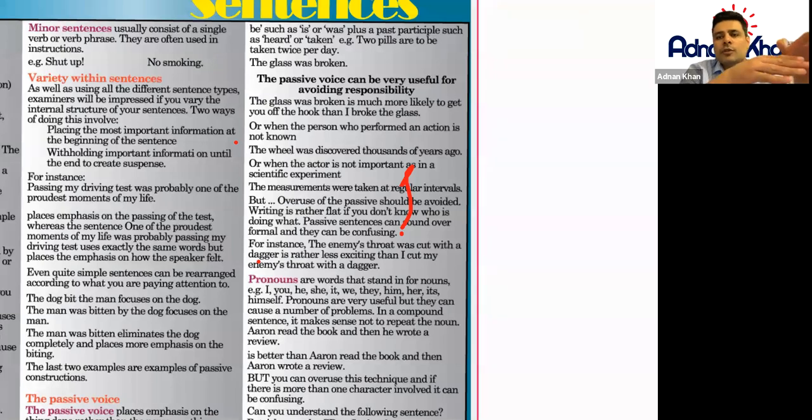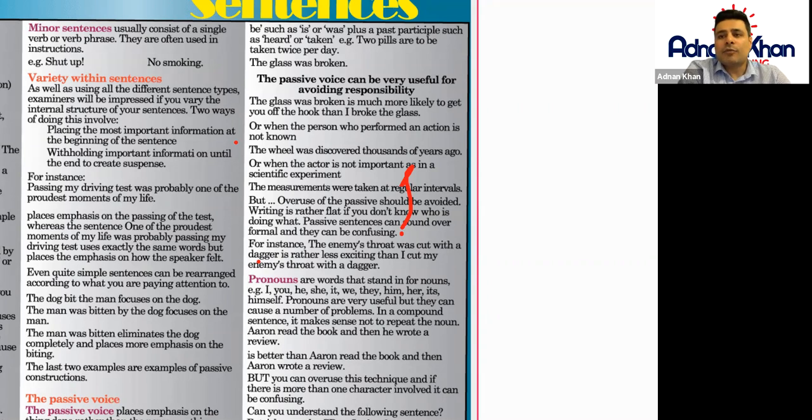And "the glass was broken". So you're using a passive voice in this case, in the sense that you yourself are not within the sentence, but you're actually talking passively about what's going on around you. The passive voice can be very useful for avoiding responsibility. So for example, "the glass was broken" is much more likely to get you off the hook than "I broke the glass". Can you imagine, Rachel, if you said, "I broke the glass", the blame will come directly on you. But if you were to say the statement passively, "the glass was broken", it's more likely to get you off the hook. That's what the statement says.